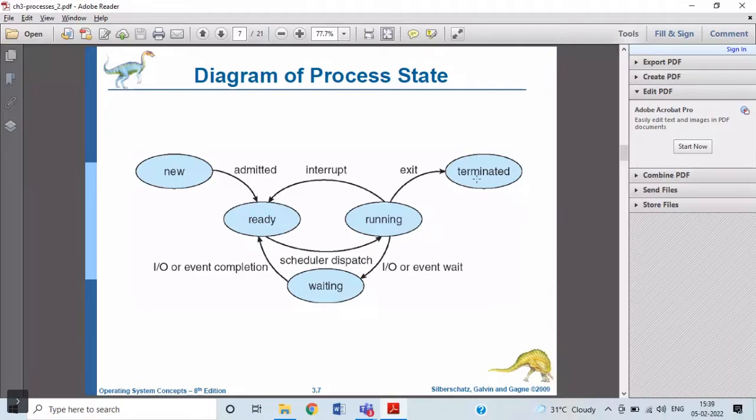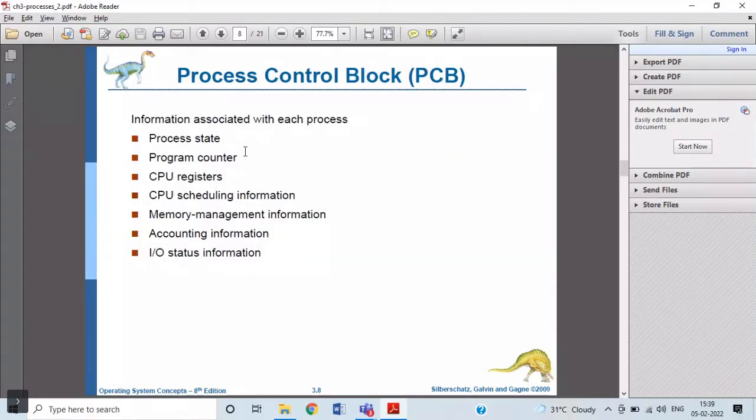Process control block. The information associated with each process is the process state, program counter, CPU registers, CPU scheduling information, memory management information, accounting information, and IO status information. These are all the details of each and every process stored in the process control block.